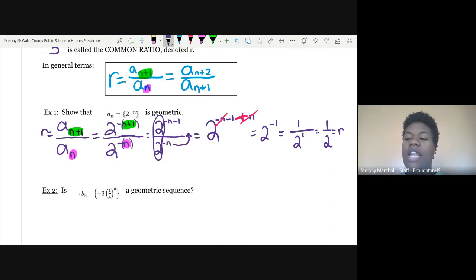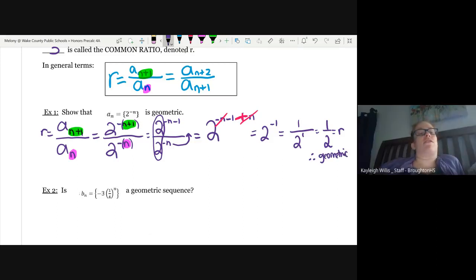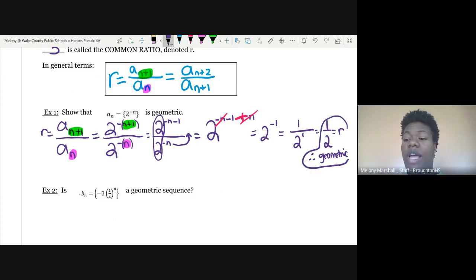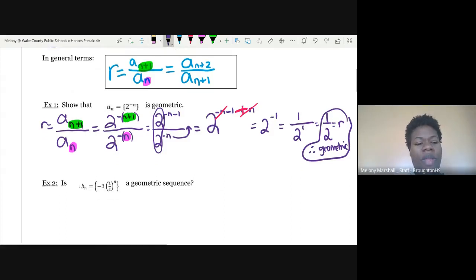And so that is our R. And therefore, this is indeed geometric, because we have an R, because it's simplified correctly to be an R, period. And you got a final answer, a numerical value. And that is it. Now, let's do example number 2.